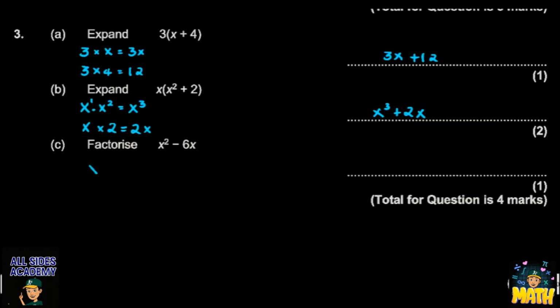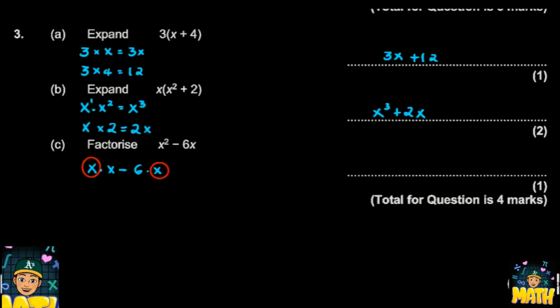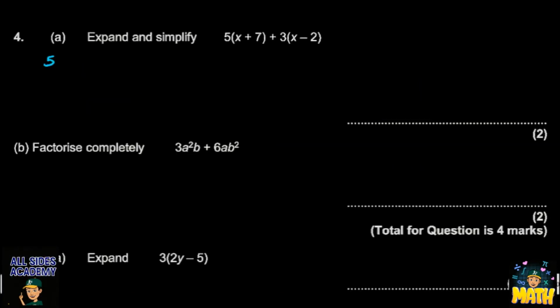Factorize. I want to find a common factor between the first and the second term. So I'm going to express that as a dot product: x times x, and then 6 times x. The letter that is common between the first term and the second term is x. So I factor it out to remain with x minus 6 in the bracket. That will be my factorized expression.